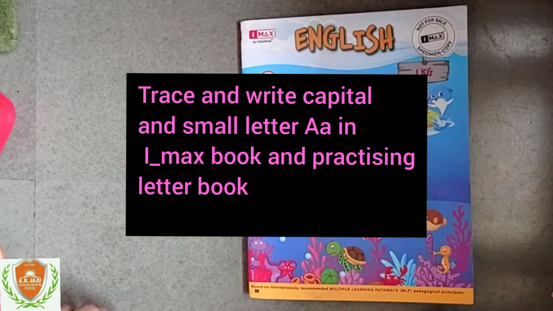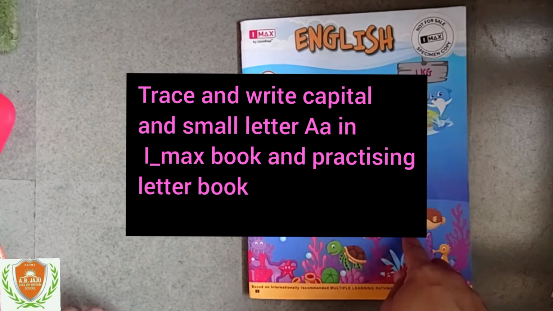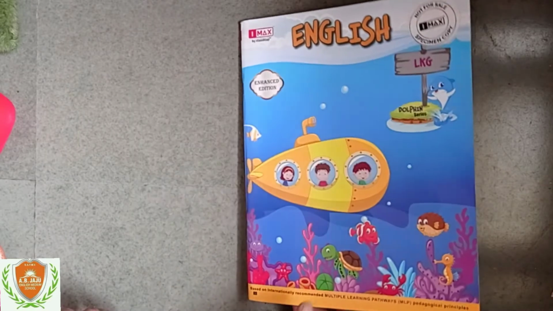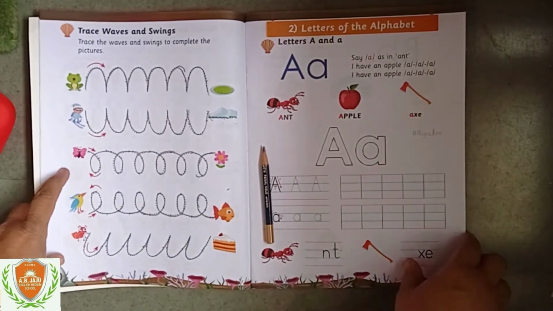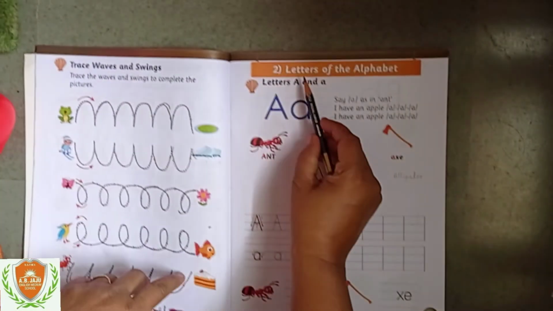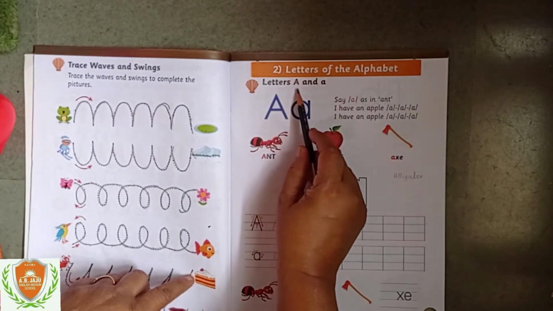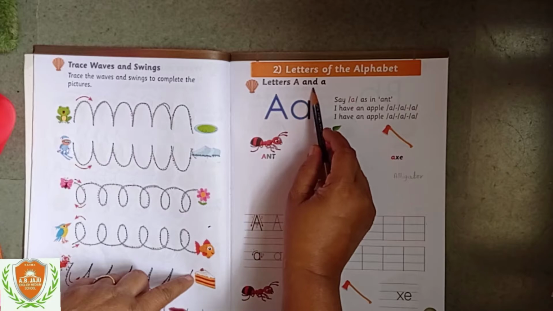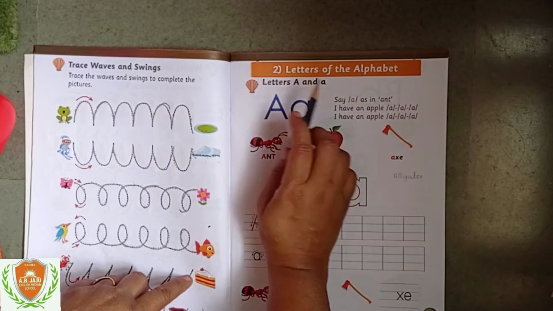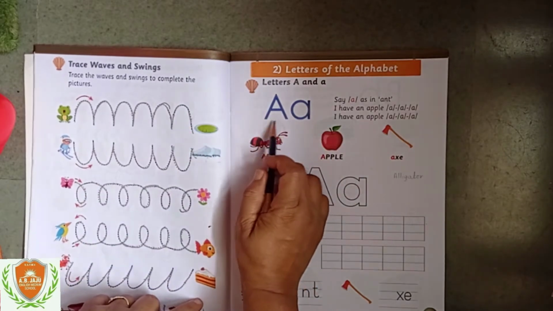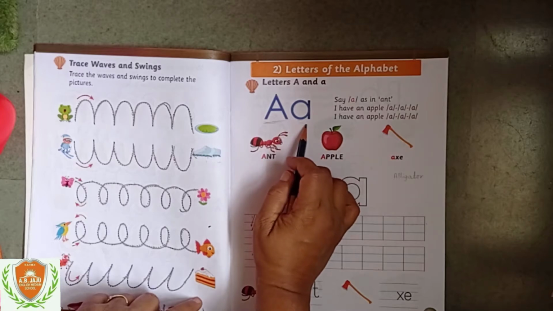Now we are going to write in the English IMAX book. Okay. So page number 11. Letters of the alphabet. Letters A and a. So this is capital A and small a. This is capital A. This is small a.